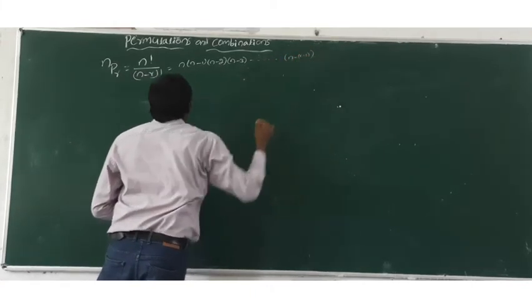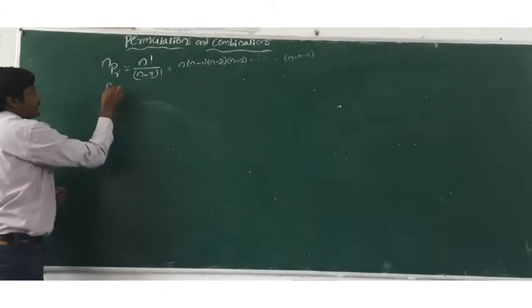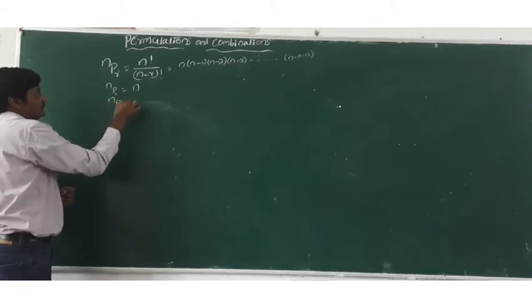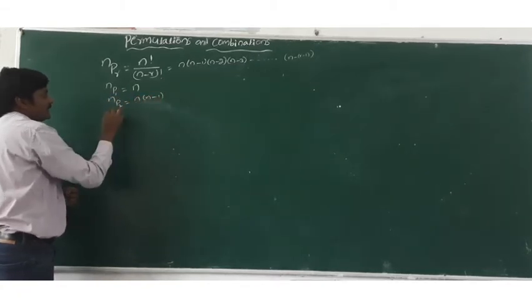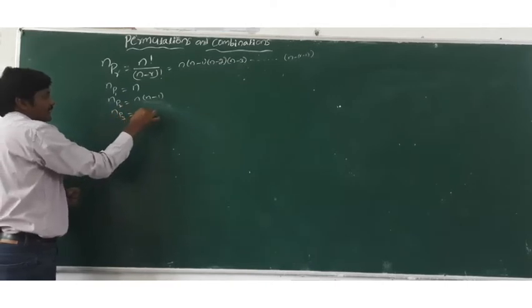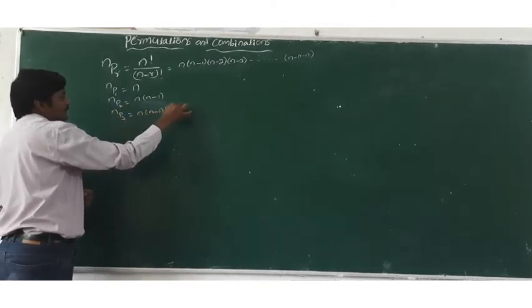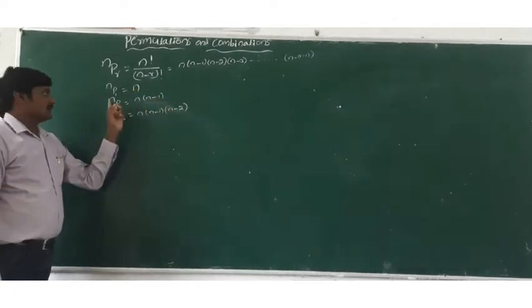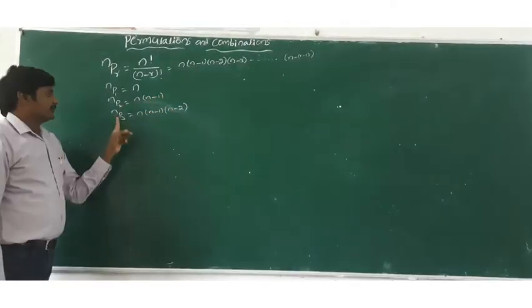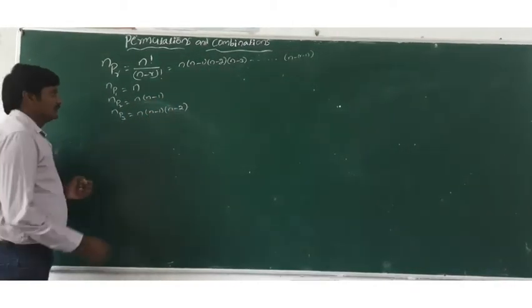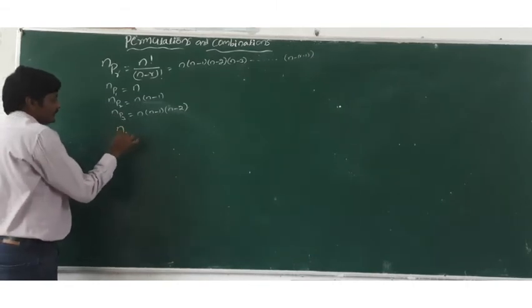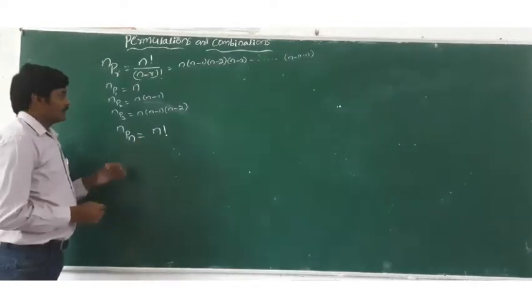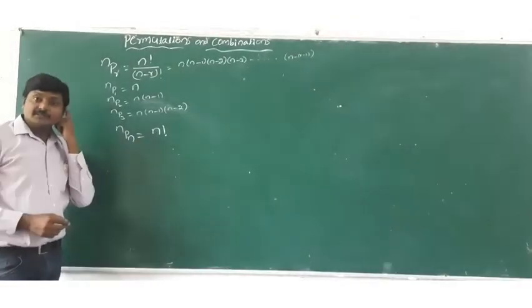r plus 1). If you have nP1, it is equal to n. nP2 is equal to n(n minus 1). nP3 is equal to n(n minus 1)(n minus 2). nP1 has only one term, nP2 has n and n minus 1: starting with n, write down the two terms. nP3 means n, n minus 1, n minus 2, and so on. nPn is equal to n factorial. This is the basic formula of nPn.